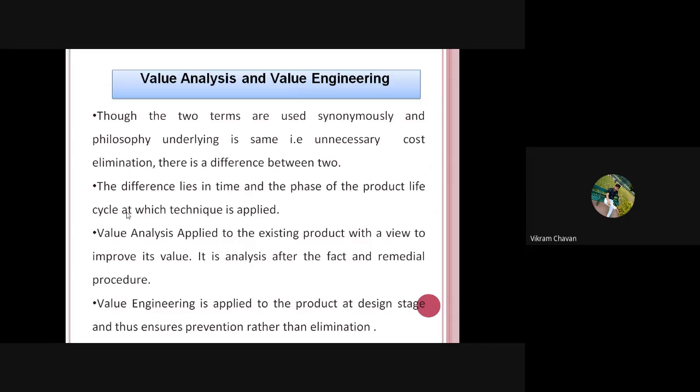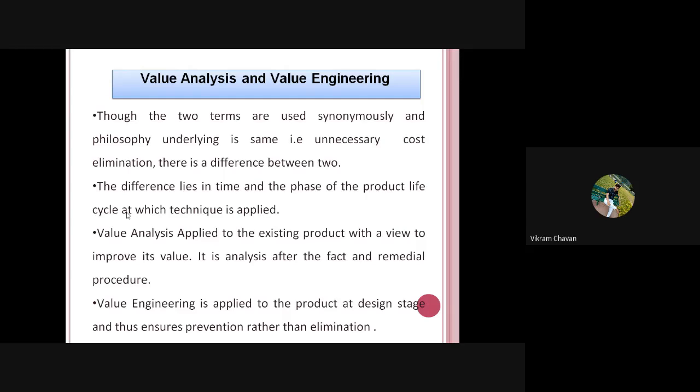Okay, so now there is so much jumbling, I think, related to the two words. Okay, that is nothing but value analysis and value engineering. We are using these two words alternatively, and they sound similar. Okay, according to the philosophy, they sound like synonyms of each other, and both are dealing with reducing the cost of the product. Okay, but there is a difference between these two terminologies. Okay, there is a big difference between these two terminologies.